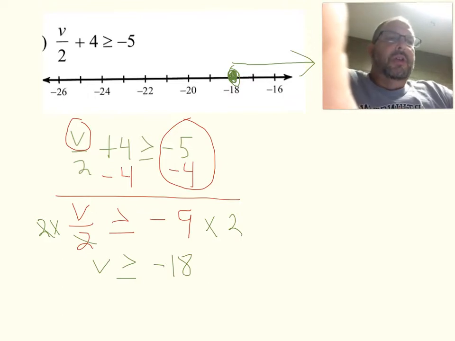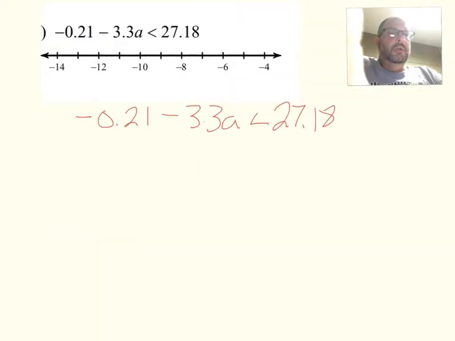All right, we're going to do another one. This one's going to have a decimal in, so stay tuned while I get that problem set up. With this inequality, I have a -21/100ths minus 3.3a is less than 27 and 18/100ths.